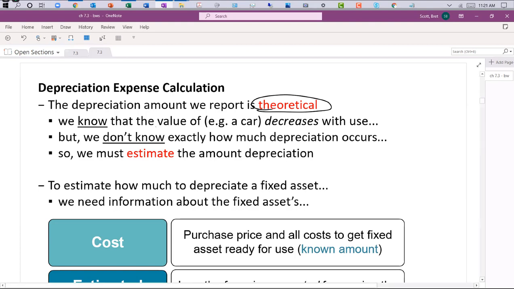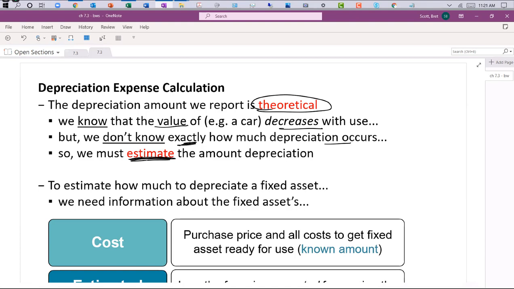We know that the value is decreasing over time or with use, but we don't know exactly how much depreciation is occurring, because even if we looked at a molecular level, what does that really tell us in terms of depreciation? So what we're talking about here with depreciation is we need to make an estimate. And this is where a lot of people tend to struggle with accounting, because we use so many estimates. Well, we have to, because not everything is easily measurable.